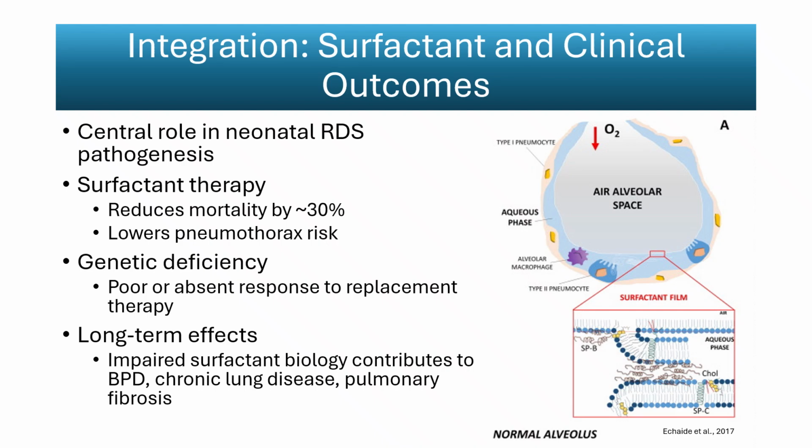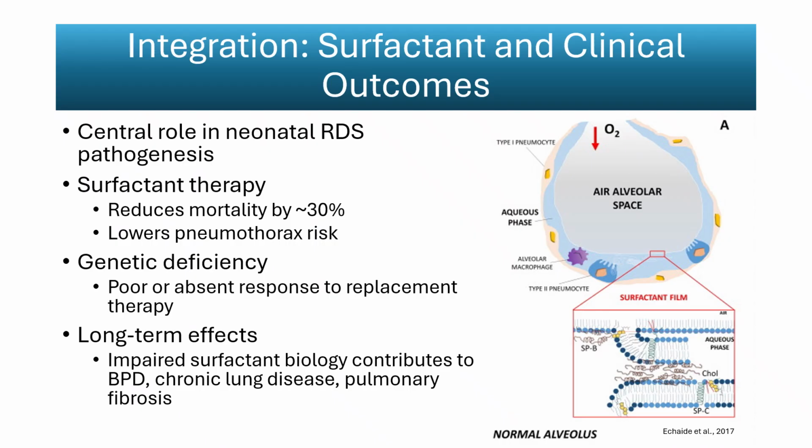These changes explain the observed reductions in mortality and pneumothorax, since lower opening pressures reduce volutrauma and barotrauma and shorten exposure to high-inspired oxygen. In genetic disorders, such as complete SPB deficiency or ABCA3 defects, response to replacement is poor because the fundamental machinery for film formation or packaging is absent. Donated phospholipid cannot substitute for missing or dysfunctional proteins or intracellular transport.